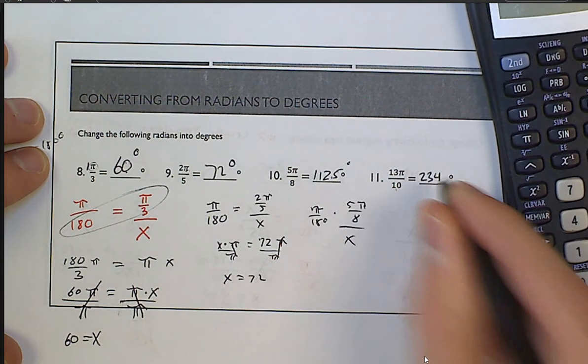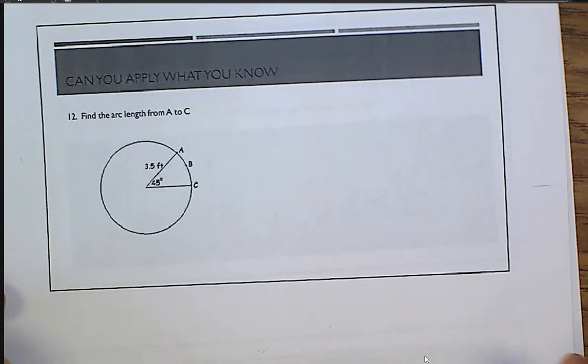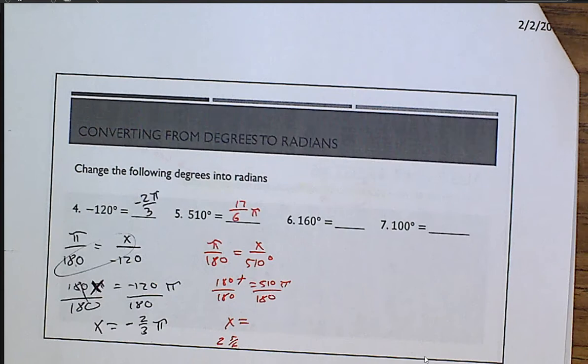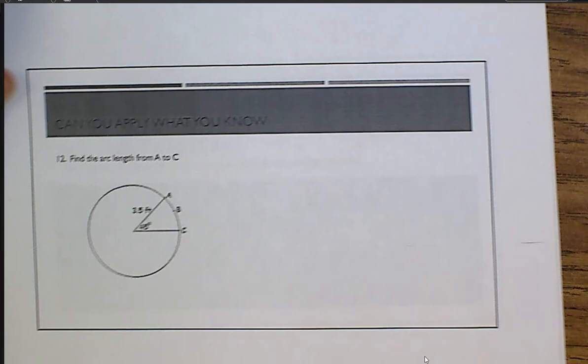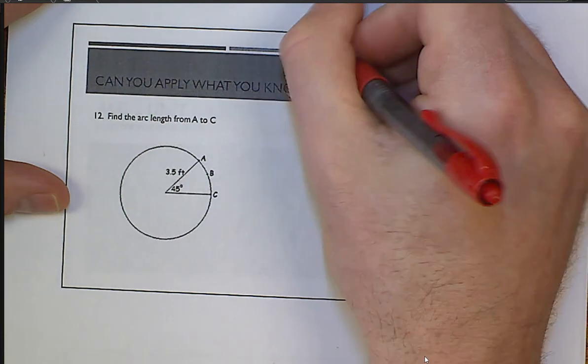Okay? Again, you could set up the proportion if you wanted to. Okay, last thing, and look, what we just did is the bulk of the assignment, changing from radians to degrees and degrees to radians. Now this is the geometry review that we talked about in the beginning. This is our geo review.